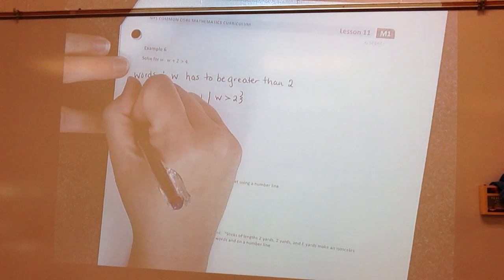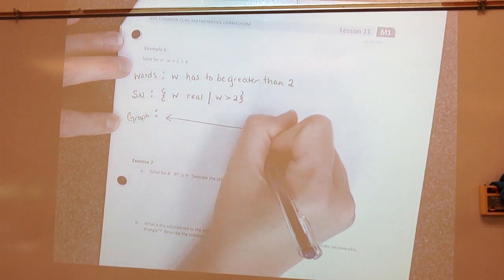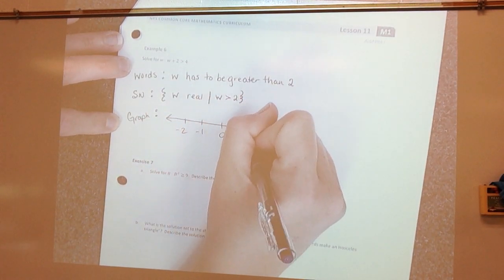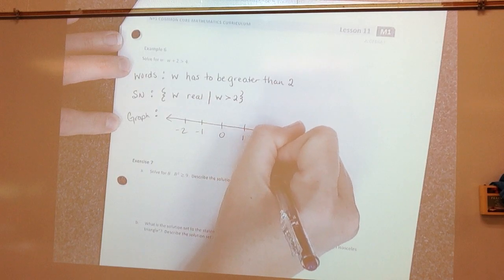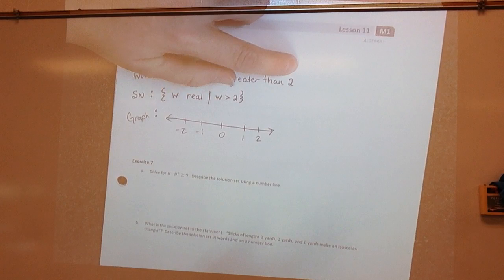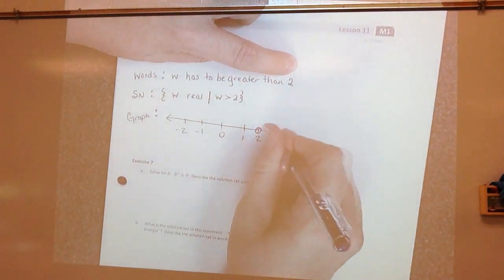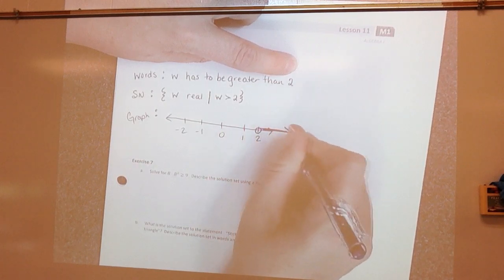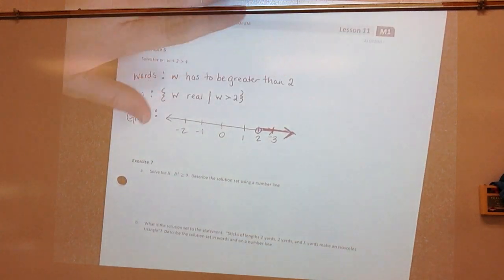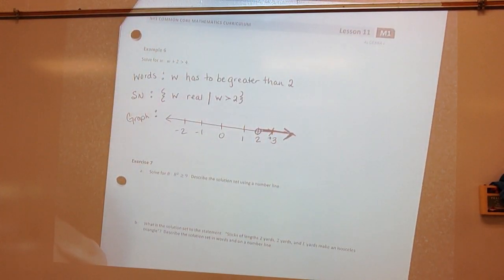Let's talk about what it would look like graphically. We said that it has to be greater than 2. Is 2 included? No, it is not. So open circle at 2, and then I would shade everything past that positive 2. Okay? I would shade everything past that 2.